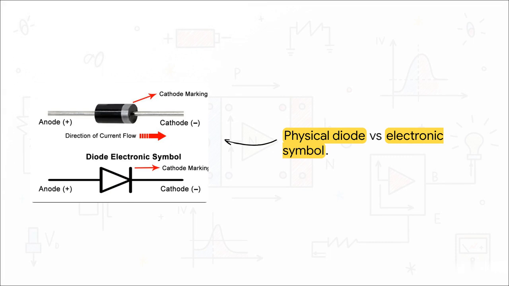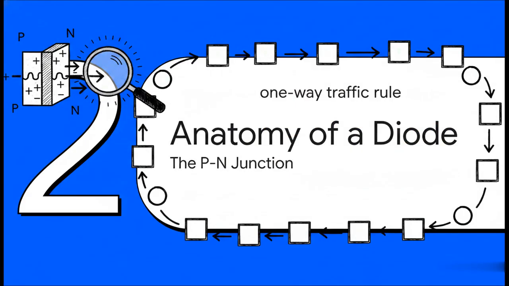Now, what's really interesting about this slide is how the physical reality of the diode matches the schematic symbol that engineers actually draw. Look at the physical diode, that tiny black cylinder up top. The silver band painted on the right represents the cathode, and it points out the allowed direction of current flow. Now look directly below it at the electronic symbol. That vertical line at the tip of the triangle perfectly mimics the silver band. The triangle points the way the electrical traffic is allowed to travel, and that vertical line visually says, stop, no going back. Moving to part 2, anatomy of a diode, the P-N junction.